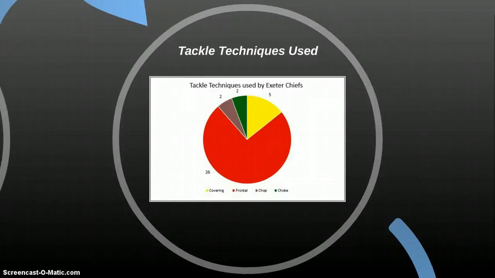This graph highlights the different tackling techniques used by Exeter Chiefs. 26 frontal tackles, that's 74% of the overall tackles, were completed by Exeter Chiefs, making frontal tackles by far the most popular tackle technique used by the Chiefs.